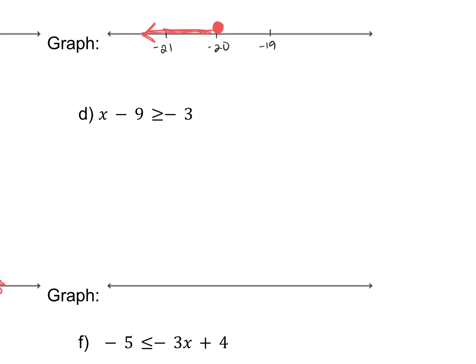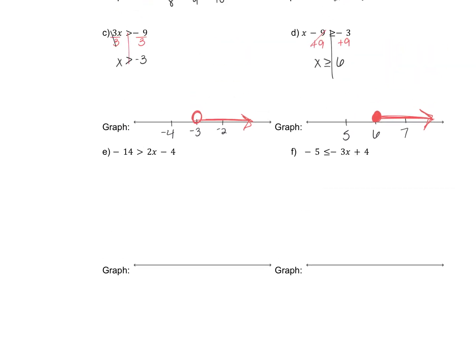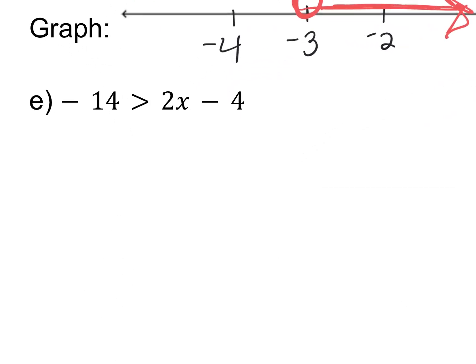Another one. Looks like I need to add 9. Since we're adding, we don't have to worry about flipping our sign. So I have x is greater than or equal to 6, because -3 plus 9. All right, so now we're ready to graph this. Greater than or equal to is going to be a closed dot, and it goes to the right. So there we go. All right, 2 more, and then we're done with this section.